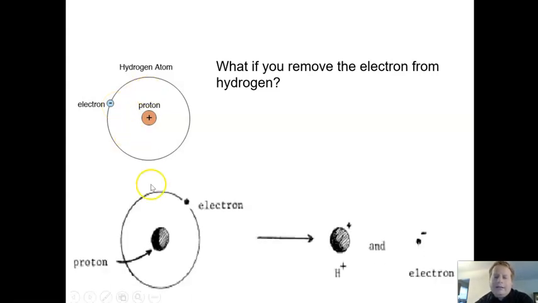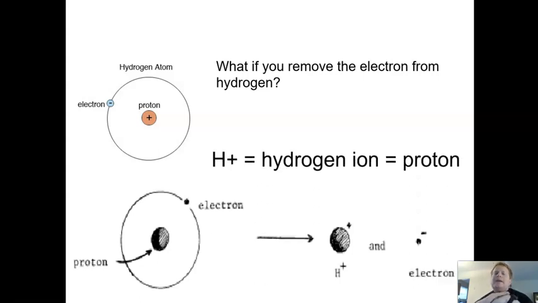When you remove that electron, you're just left with the hydrogen nucleus, right? And it just so happens that for hydrogen, the only thing in its nucleus is a proton. So what that means is that the hydrogen ion, H+, is the same thing as just a proton. So from here on out, we're going to be calling this a proton, and we're going to be using it in the language of acids and bases. Sometimes you'll hear H+, but just know that they're interchangeable.